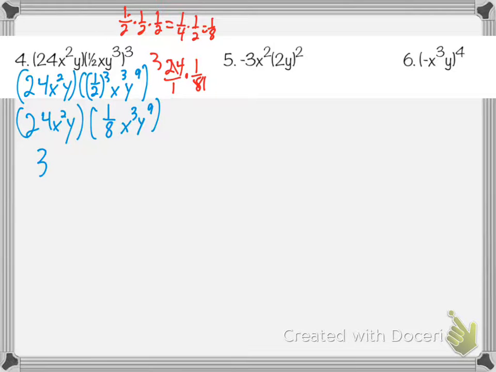What do we have following that 3? X to the 5th and y to the 10th. We add the exponents because we're multiplying the bases. Questions on that one?